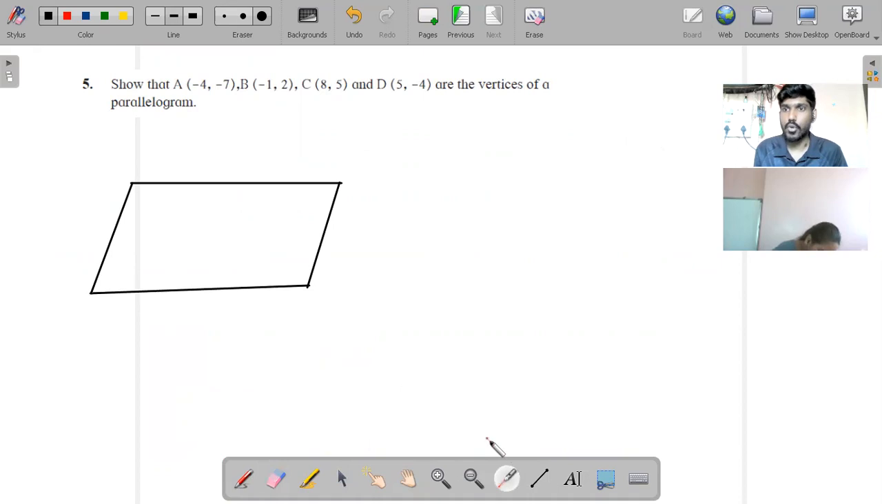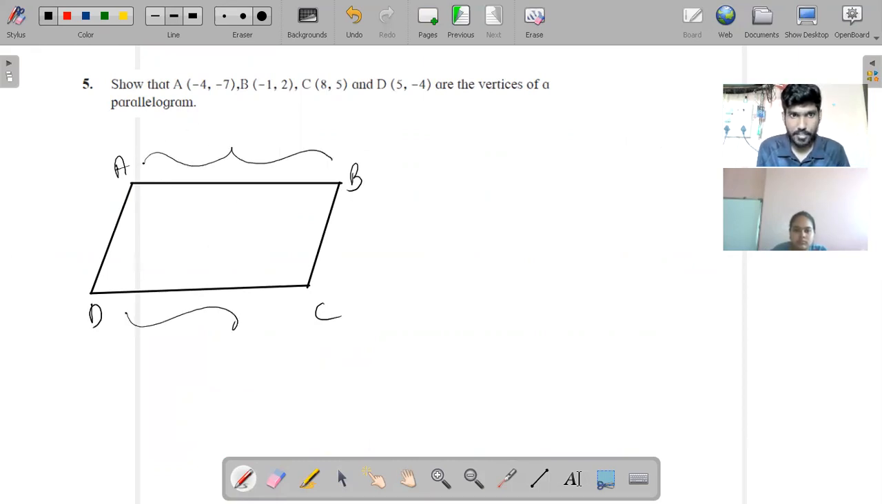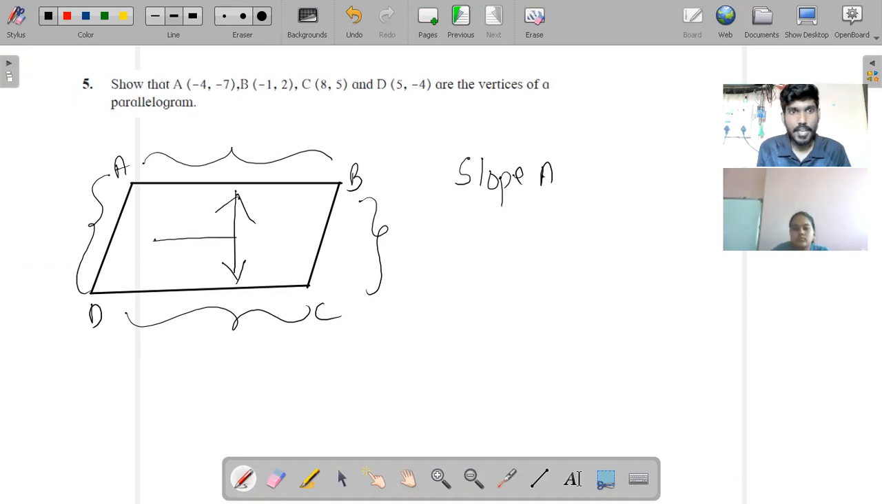Now, only one thing you have to note here: they have said show that it is a parallelogram. So this is A, B, C, D. You find the slope of all the sides: slope of this side, this side, this side, and this side. Then at the final step, once you finish, you say that the slope of the opposite sides should be equal. That means slope of AB and slope of DC should be equal, and slope of AD and slope of BC should be equal. So you will say that slope of AB equals slope of DC.